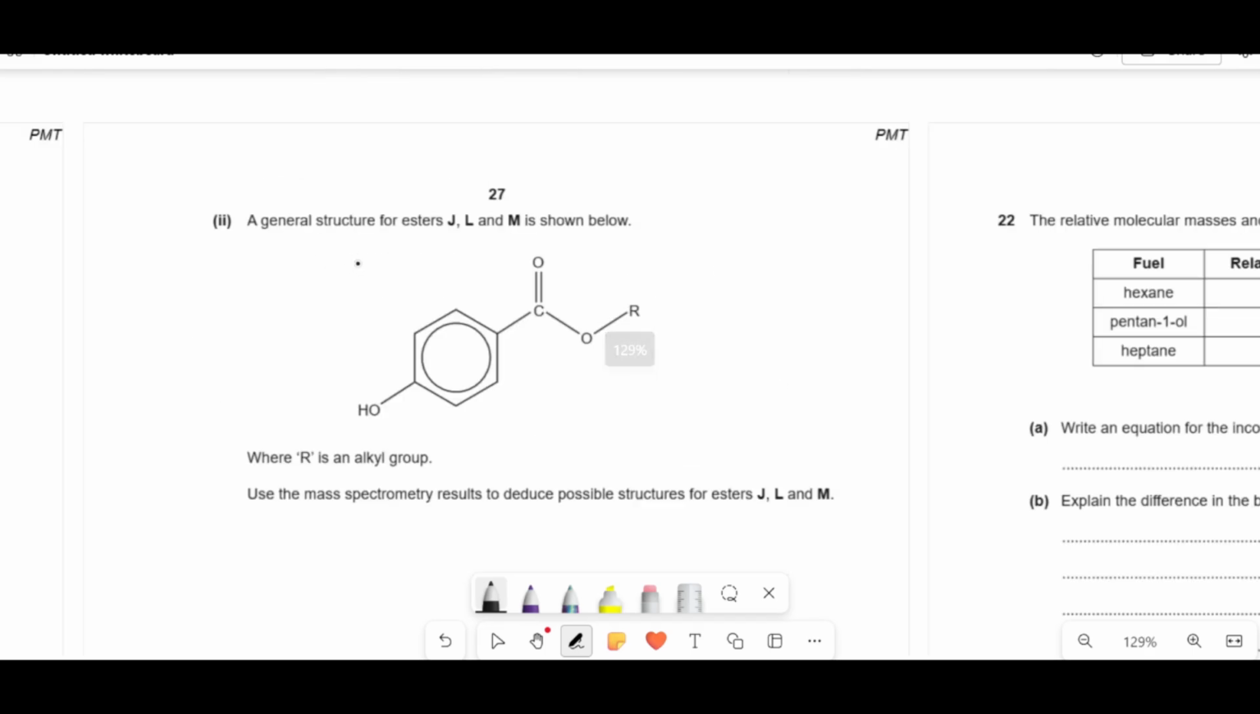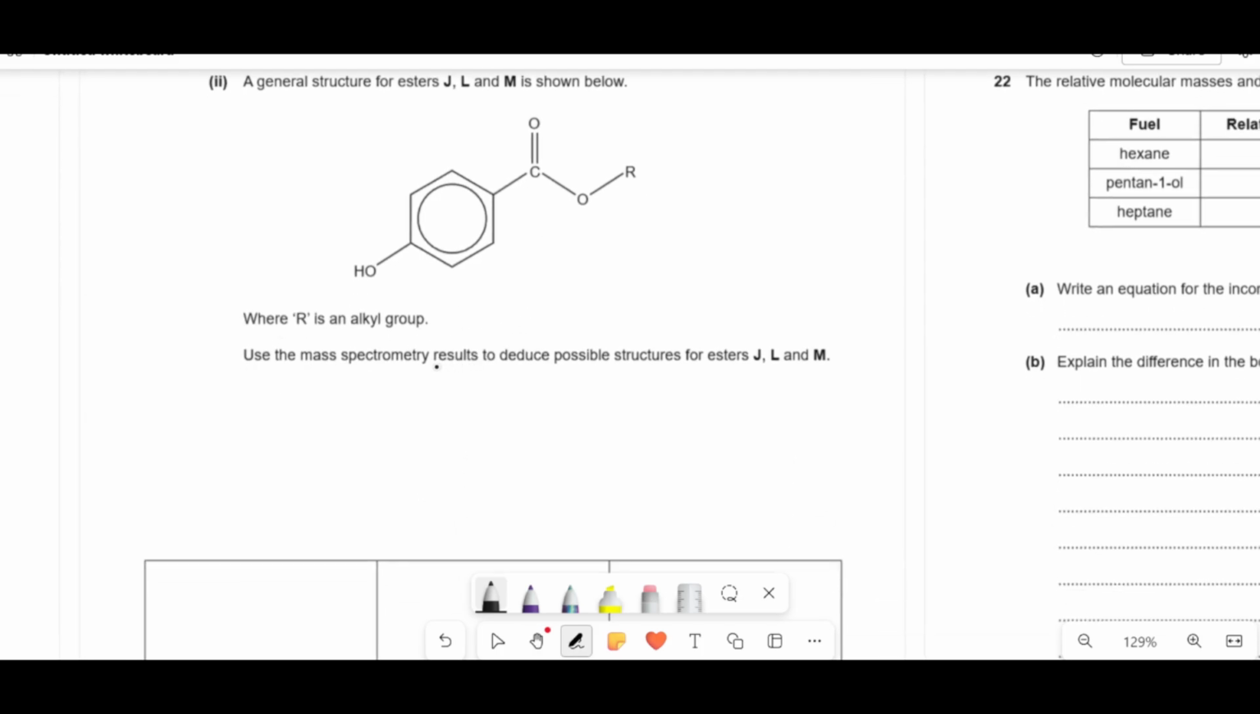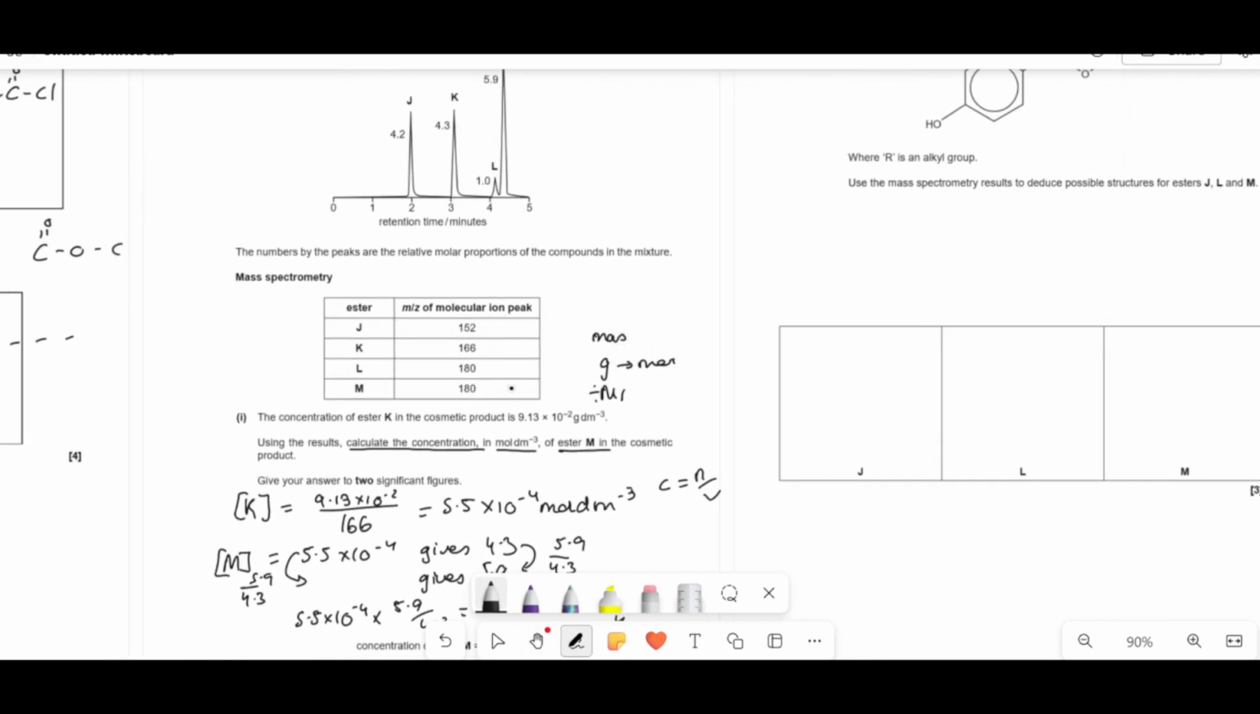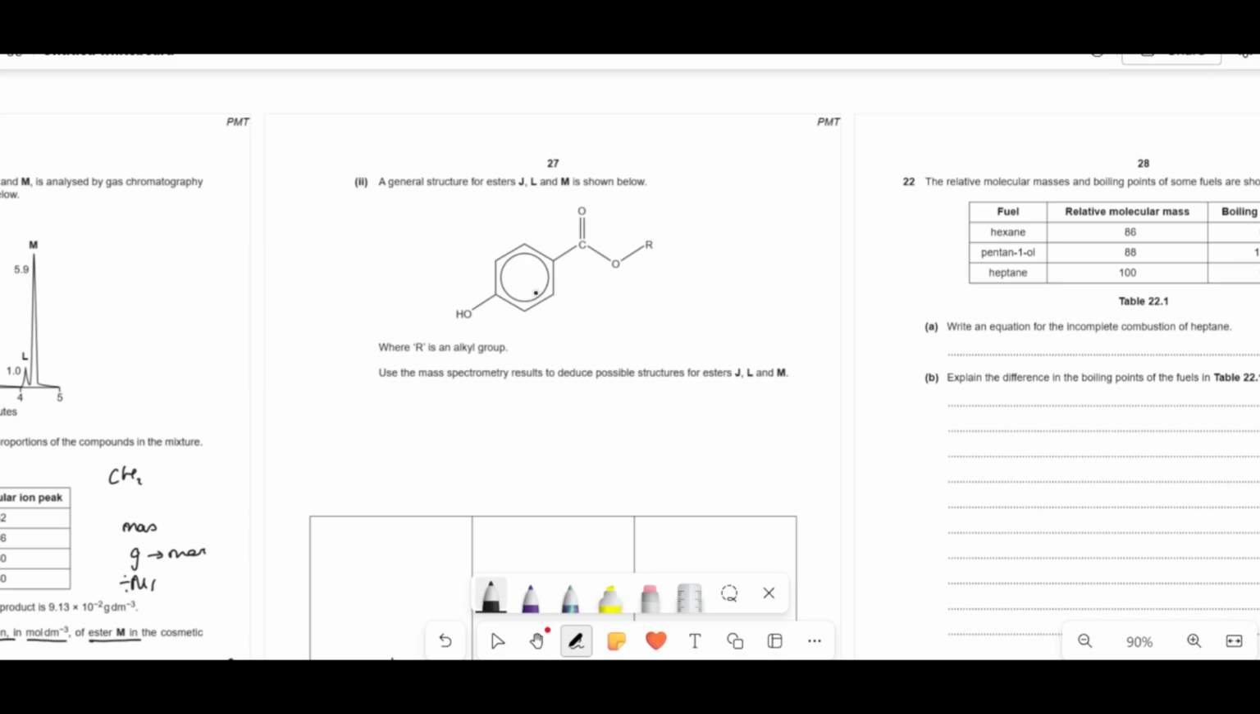There you go. A general structure for esters J, L, and M is shown below, where R is an alkyl group. Use the mass spectroscopy results to deduce potential structures for J, L, and M. What's differing between each of these? We can quickly work out the Mr of this part and then use the numbers for everything else. That's 17 plus 6 carbons plus 4 hydrogens plus another carbon, 12, plus 16 for oxygen plus 16 for that, and then the rest is R. So the Mr of this part has got to be 137.